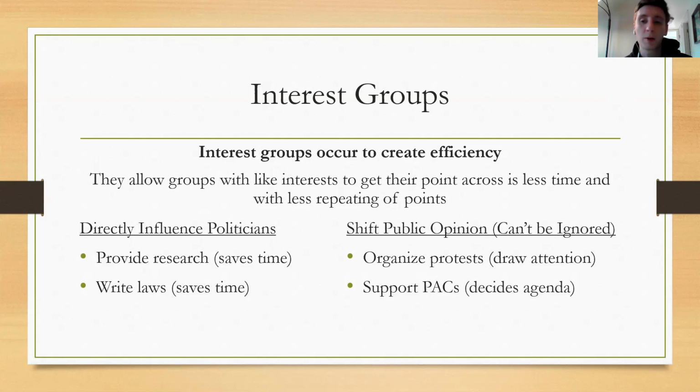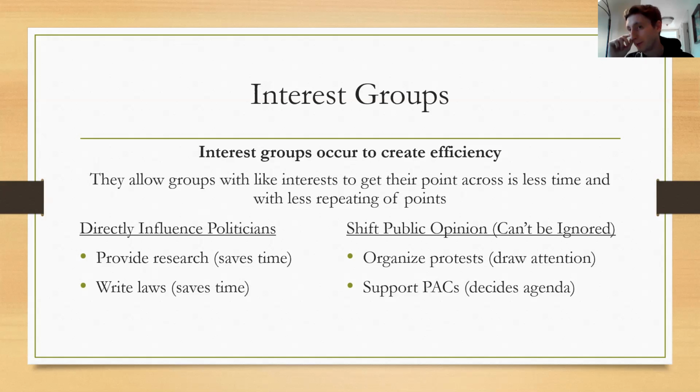When they're trying to shift public opinion, that first approach, the public agenda, the goal is that you can't be ignored. Maybe they just don't want to talk to your representative, fine. But if your interest group can get the public on the same page, thinking this is an important topic worth considering, then politicians can't ignore it because it's a large-scale issue. It's right in their face. The two main strategies there are organizing protests, because this draws attention. With enough large-scale protests, politicians have to acknowledge that this is something the public cares about.